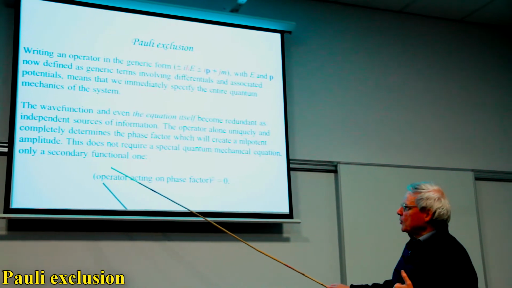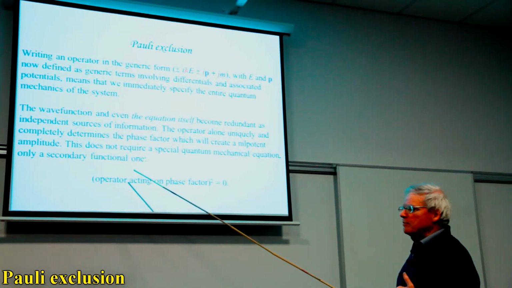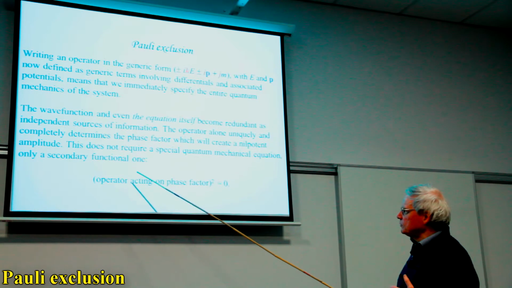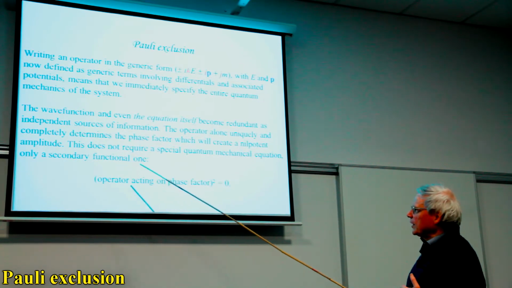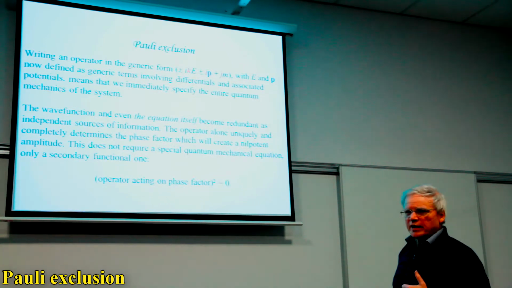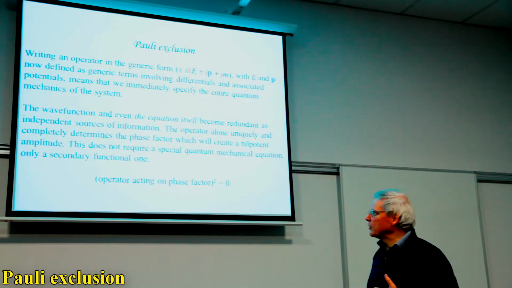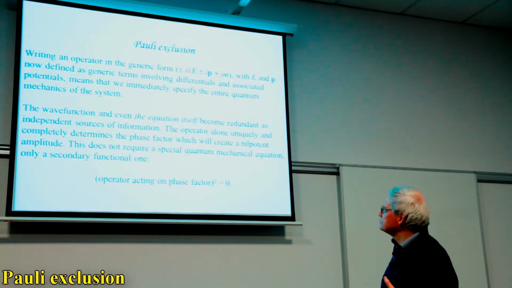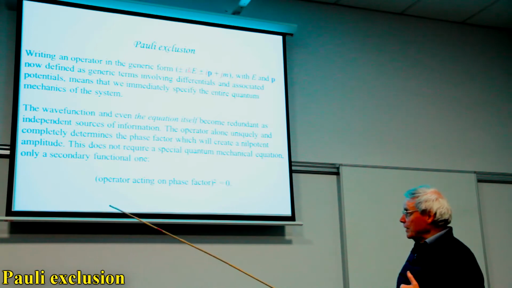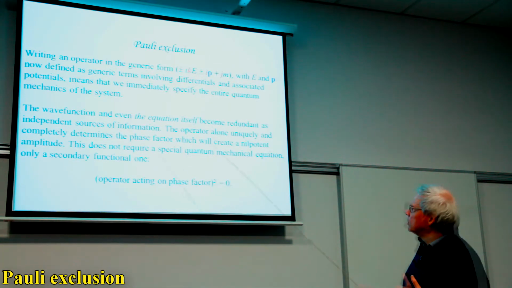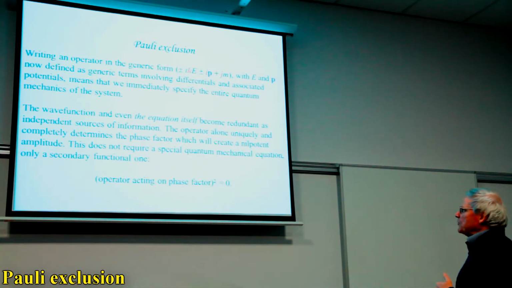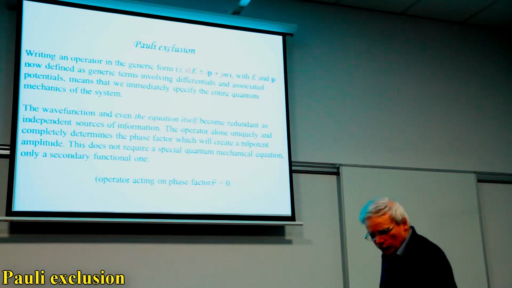So if we've got an operator which we've defined, then we must find that phase factor, whatever it is, on which it can act, such that when we square it, we'll get 0. 0 amplitude. 0 amplitude squared, that is. 0. So we don't need a special quantum mechanical equation whatsoever.